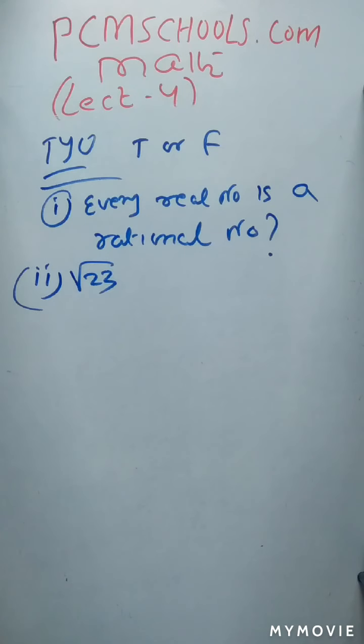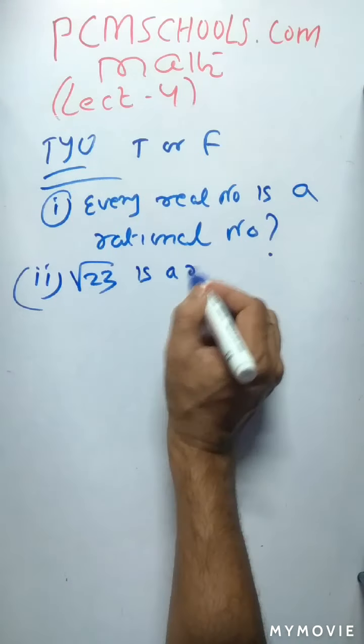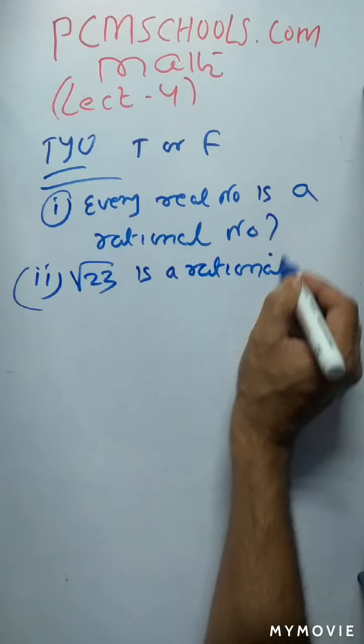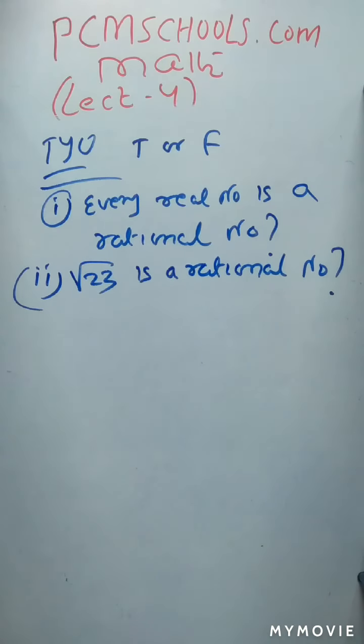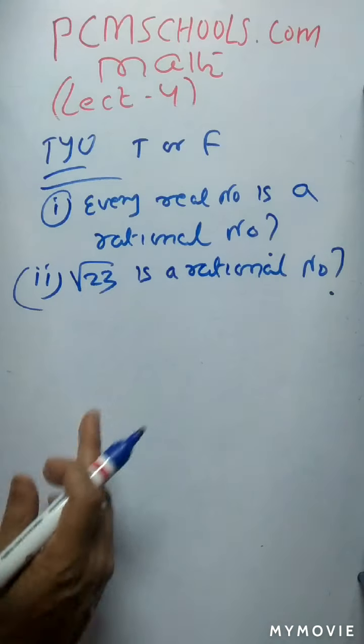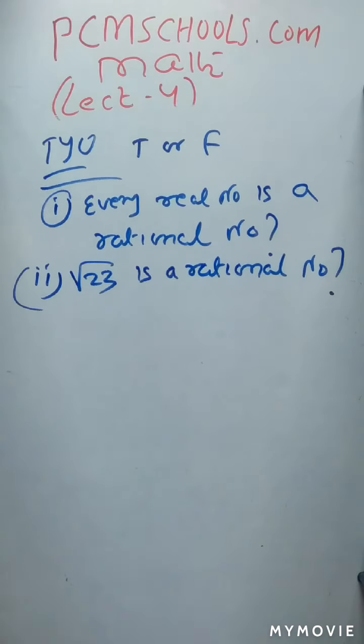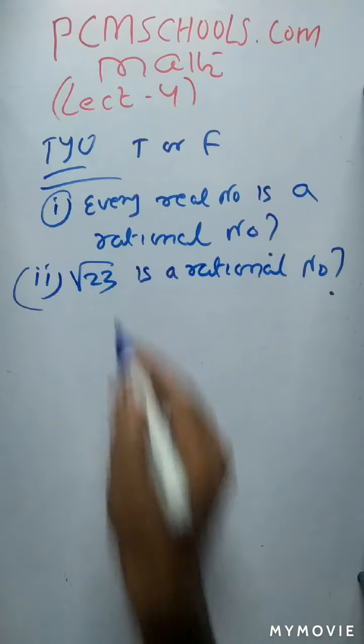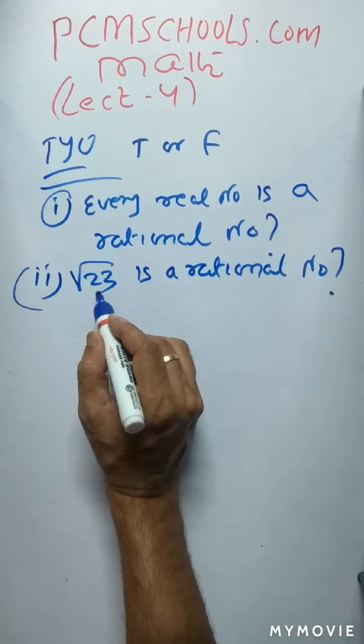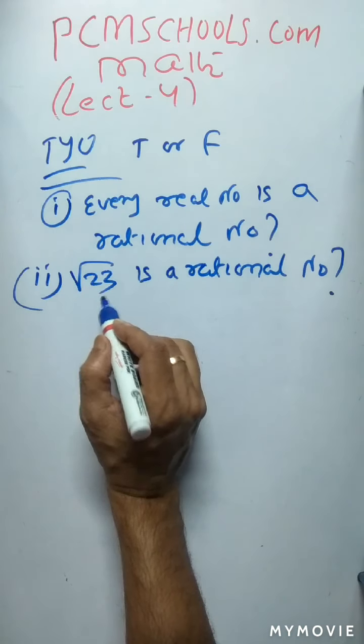Second question: square root of 23 is a rational number. You calculate this and do it at home. Next, listen, square root of 23.